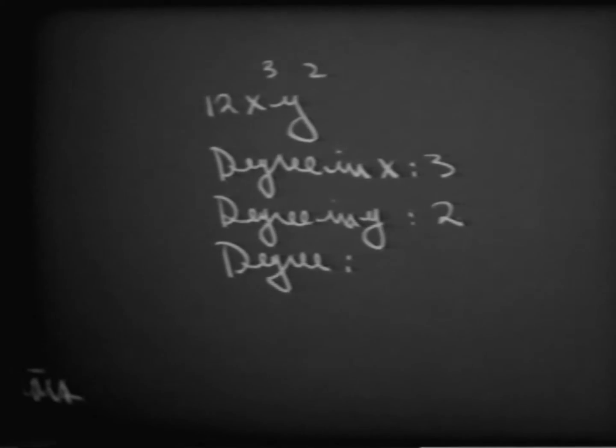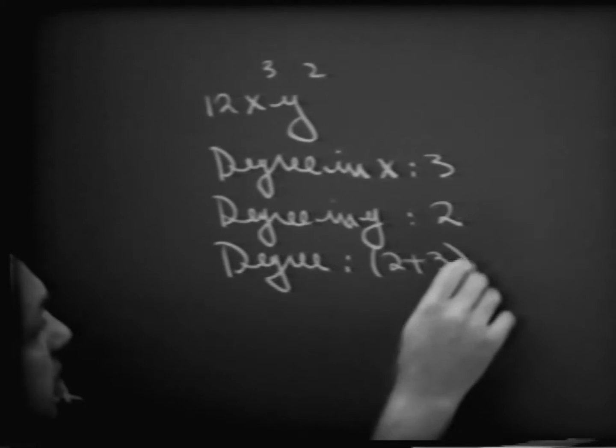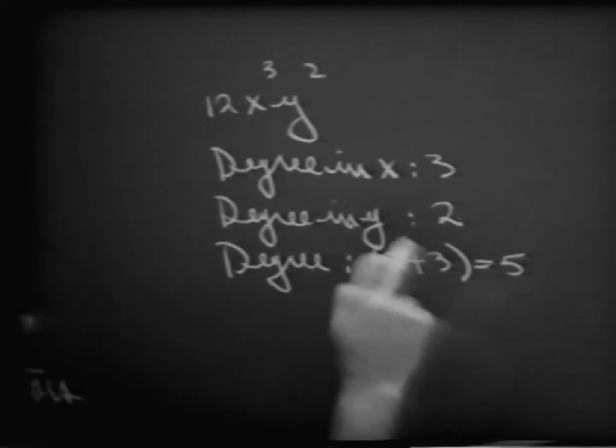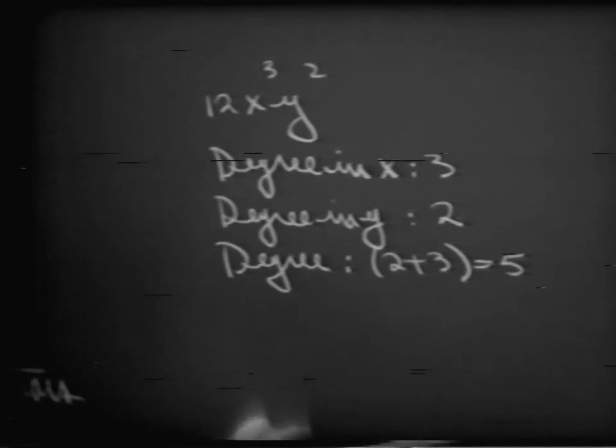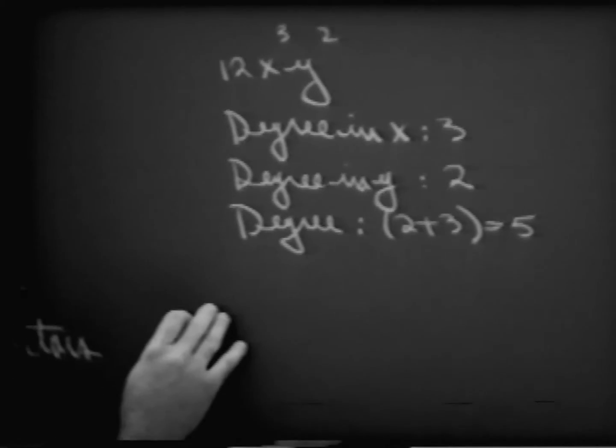And does anyone remember that, Doug? The sum of the two. That's good. That's right. 2 plus 3, or indeed, we say that the degree of 12x cubed y squared is 5. All right? Well, let's see now what we can do.